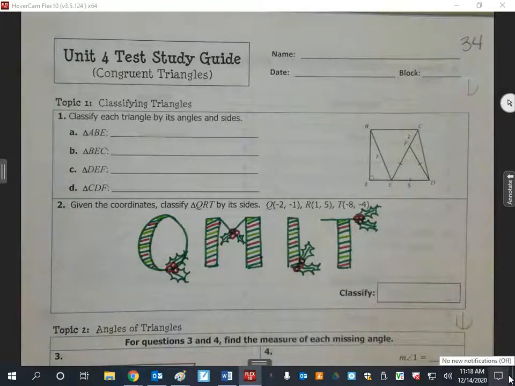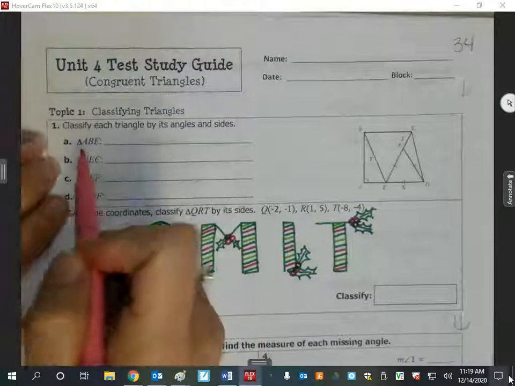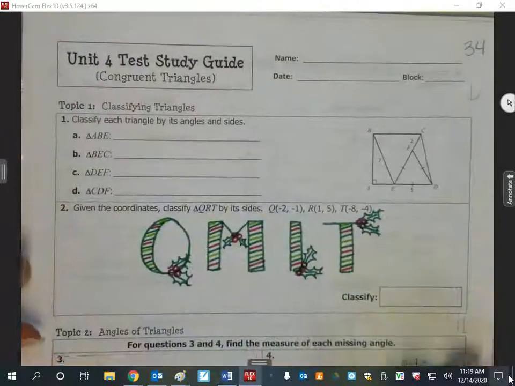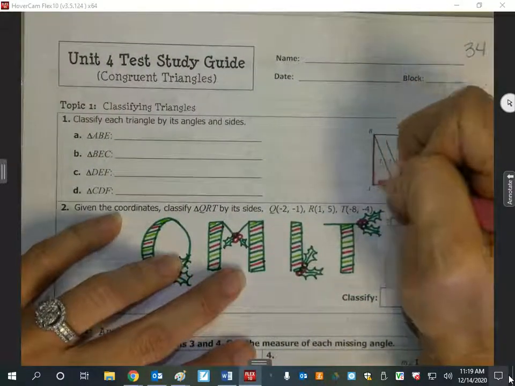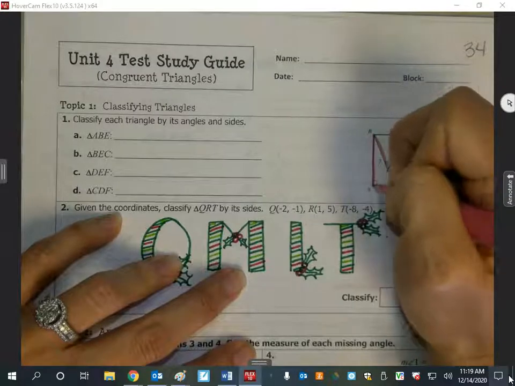All right, this is video 1 for the Unit 4 study guide. And the first part of this is to classify each triangle by its angles and sides, which means that each one of them should have two names. It should have a side name and an angle name. So the first triangle is triangle ABE. That is this triangle outlined in pink right here, ABE.